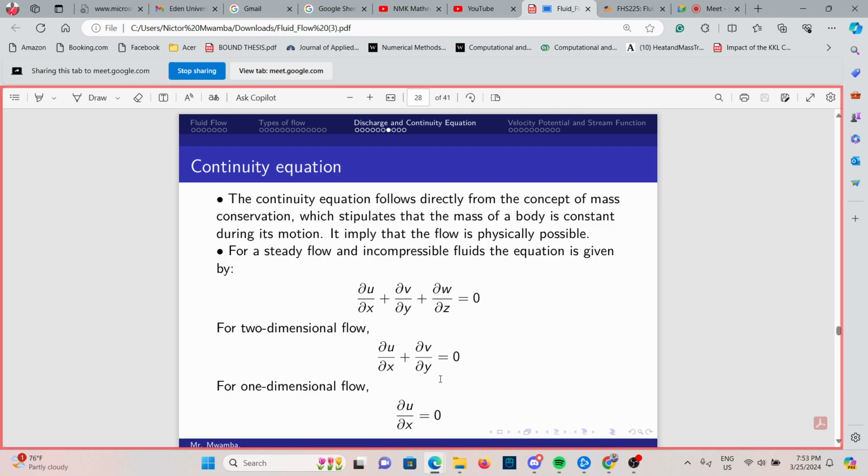So if you're given a velocity component and you differentiate it with respect to a particular direction and you get a zero, it shows that the flow or the mass is conserved, or the law of conservation of mass has been upheld, and therefore the flow is physically possible.